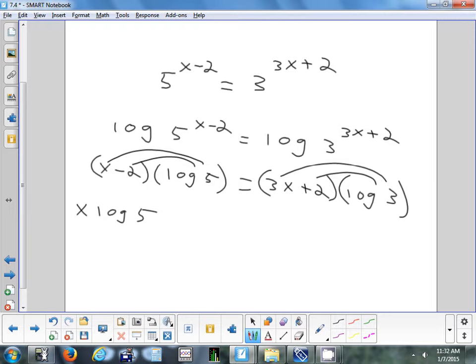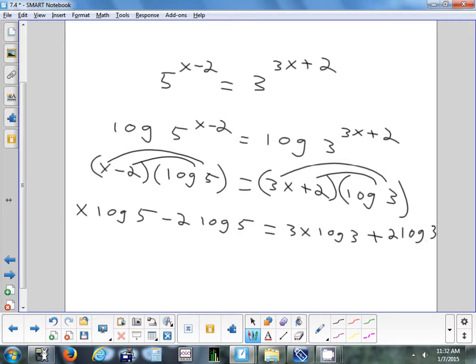Okay, so I have x times log 5, and I have negative 2 times log 5. Okay, do the same thing on the other side: 3x times log 3 plus 2 times log 3.